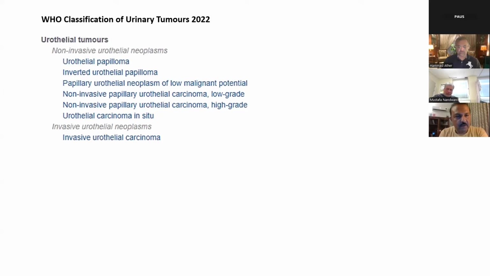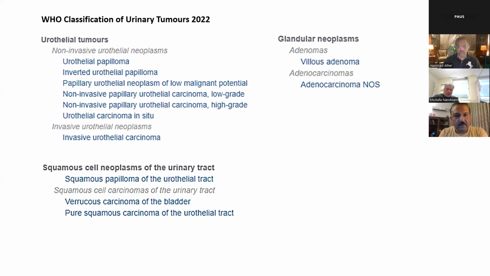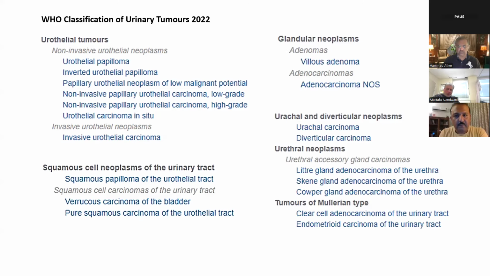This is the current WHO classification 2022 that we follow in our practice. So we have urothelial tumors, we have squamous tumors, we have glandular, and then we have uncommon tumors like urachal, urethral, and Mullerian type. I will focus on the non-invasive urothelial tumors. You can see we have the first two, urothelial papilloma and inverted urothelial papilloma. These are the benign ones.